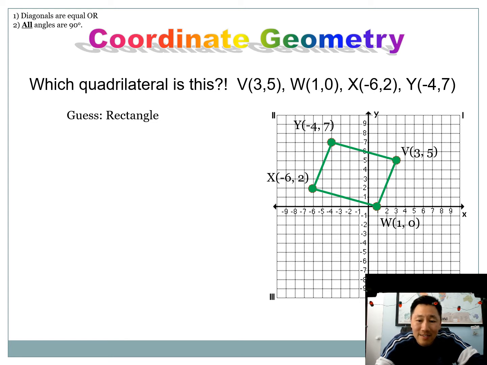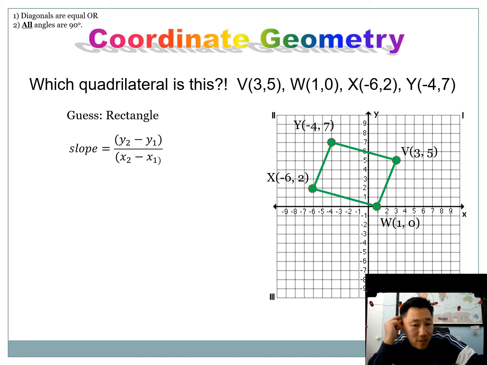Since I just did distances in the last example, I'm not going to do the distance. I'm actually going to try to prove the second property: all the angles are 90 degrees. Well, how do you prove that two lines make up 90 degrees? All right, if you remember, we can just look at the slopes. And I'll explain what that means in a second. So let's find the slope.